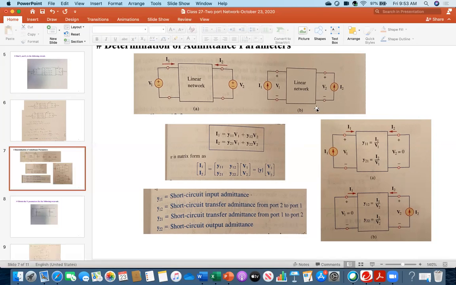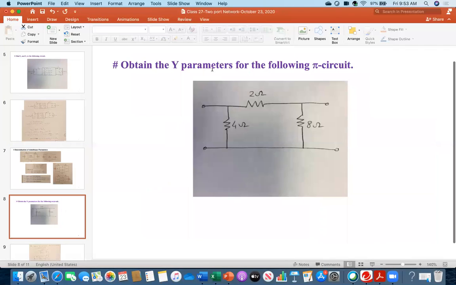Is everybody fine? Have you written down these things? Yes. Okay, so now I am going to that problem. You see, now you obtain the Y parameters for this circuit. Now apply that technique. Find out Y11, Y12, Y21, and Y22.